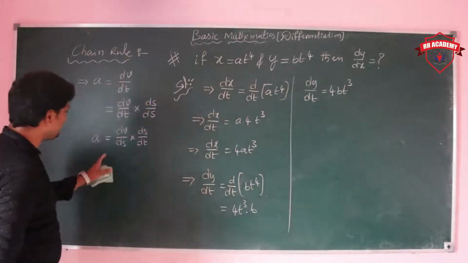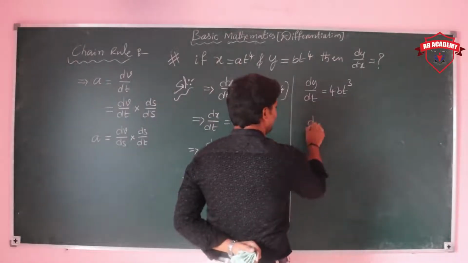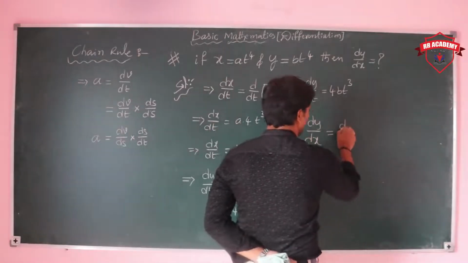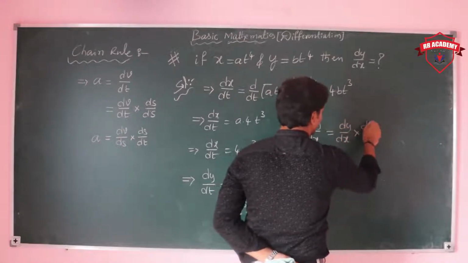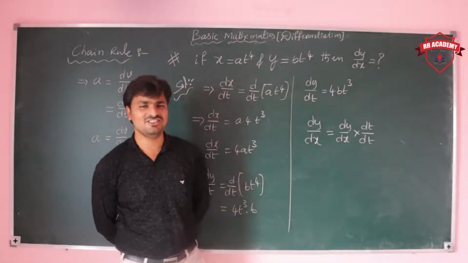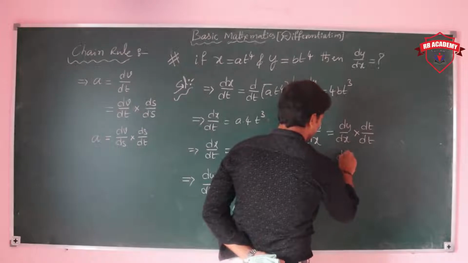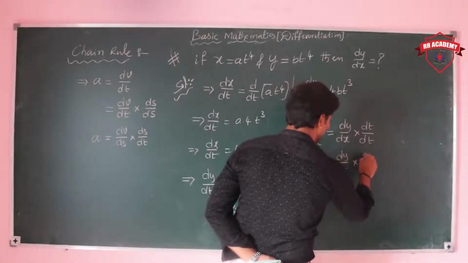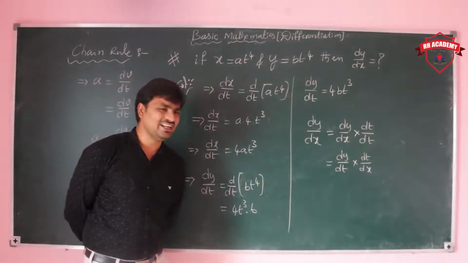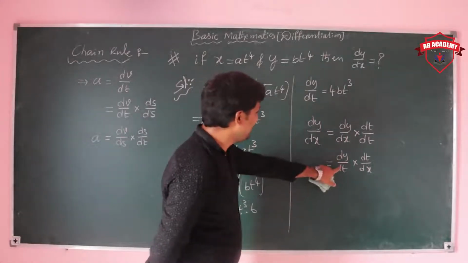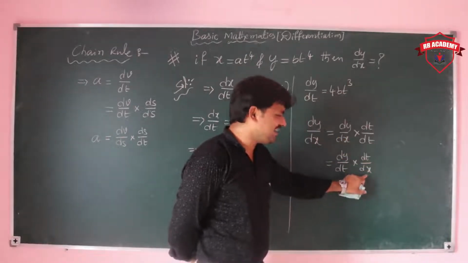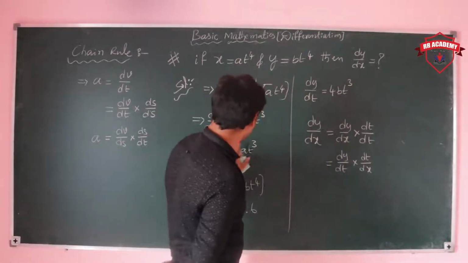So now I am going to use this chain rule. dy upon dx is equal to dy by dx into dt upon dt. Is there any change? No change. So you can write simply dy upon dt into dt upon dx. You know dy by dt, which is 4b t cube. Do you know dt by dx? No, but you know dx upon dt, which is the reverse.